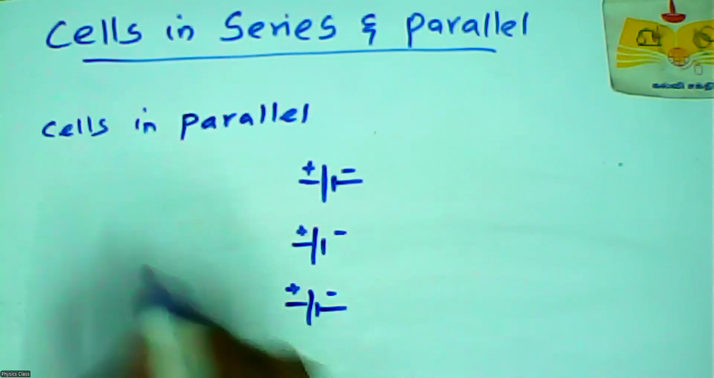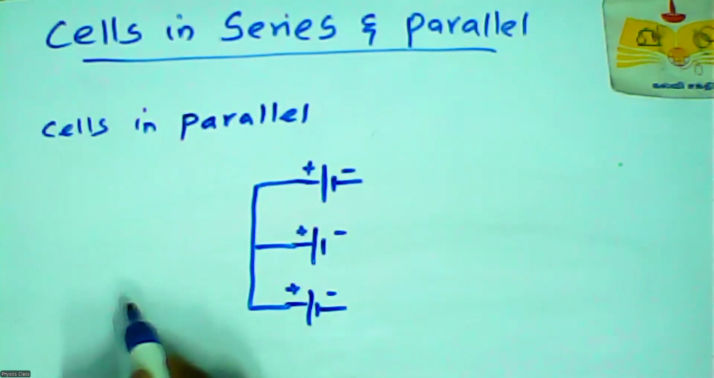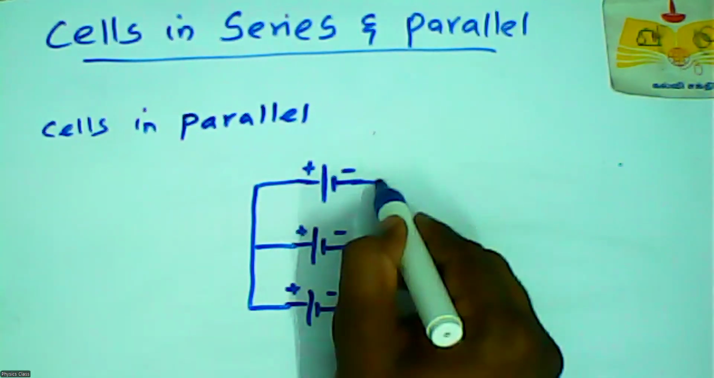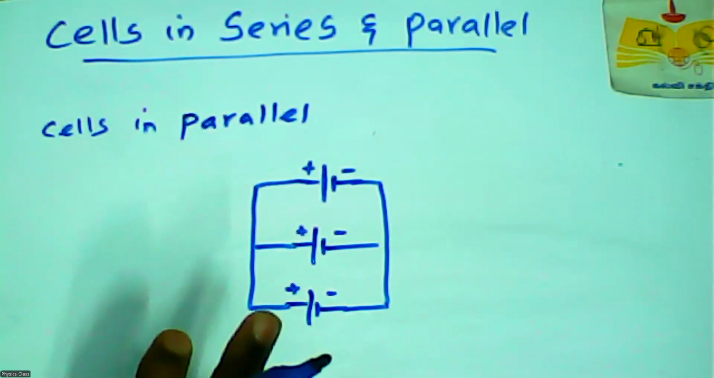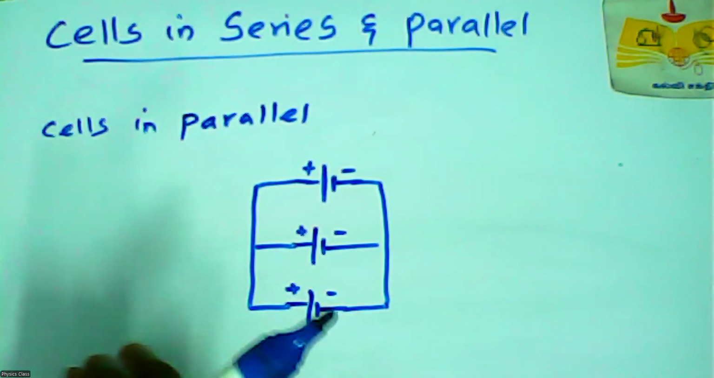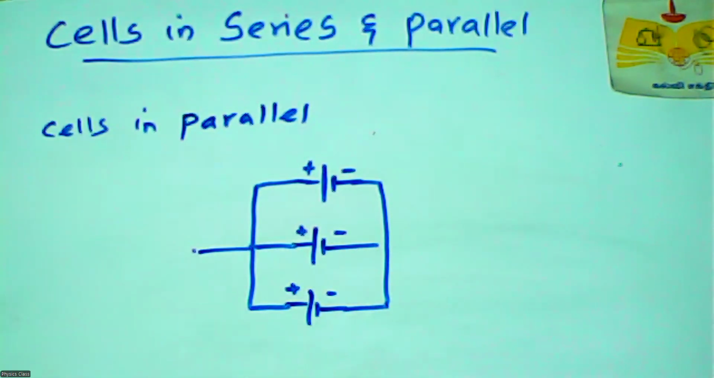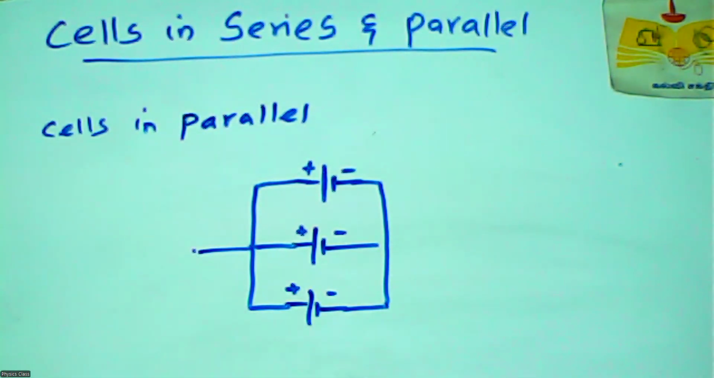All the positive terminals are connected together like that, and all the negative terminals are connected together like that. So this is a parallel connection. Clear? So in a parallel connection, all the positive terminals of the cells are connected to one point, for example here, and then all the negative terminals are connected together to a single point. Clear?